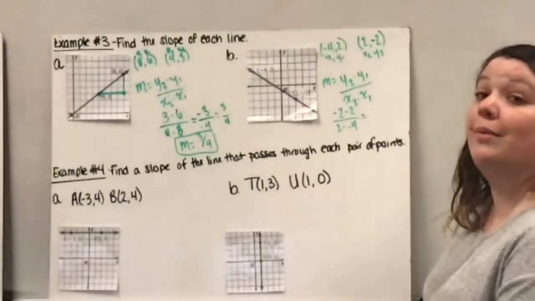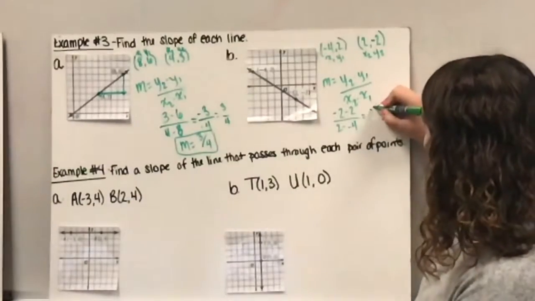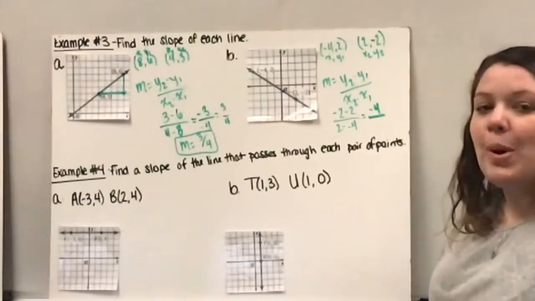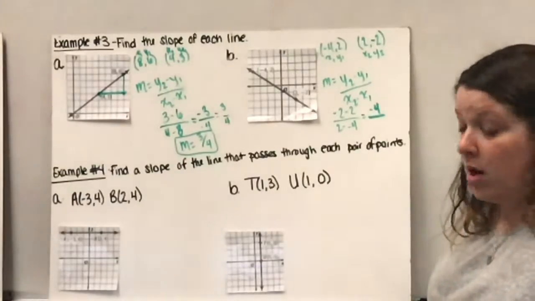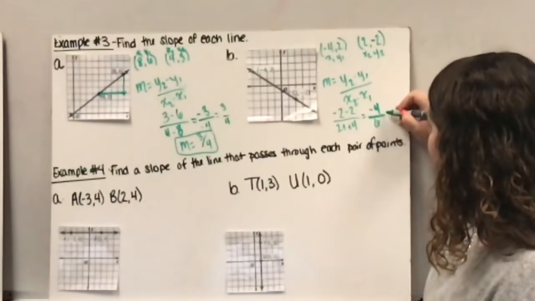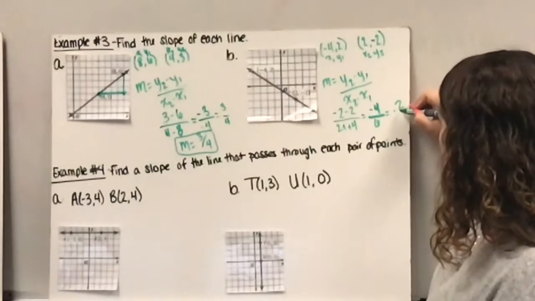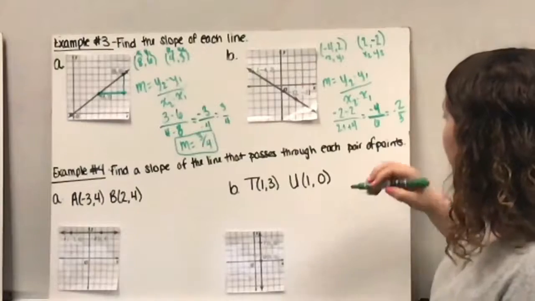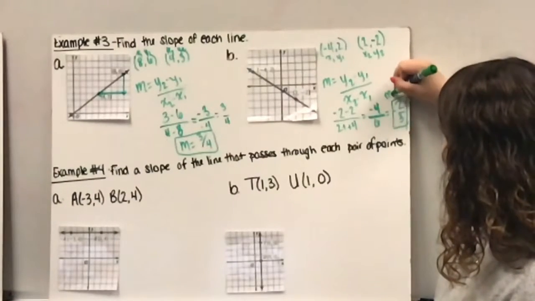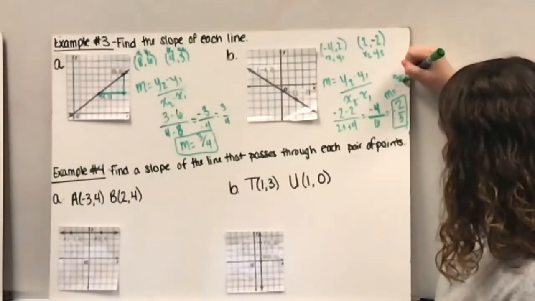So -2 minus 2 is going to give me -4. And then I have 2 minus -4, which is the same thing as 2 plus 4, which is 6. And I can rewrite this as -2/3 as my simplified answer. So I could say that m is equal to -2/3.